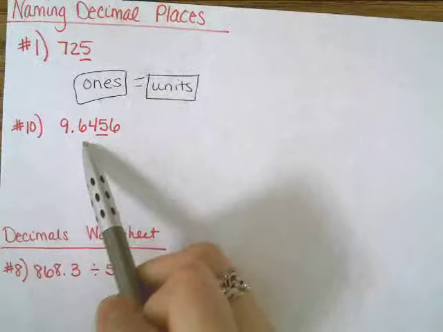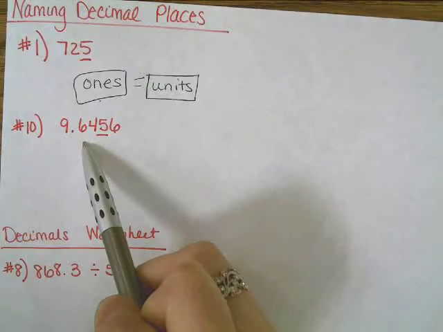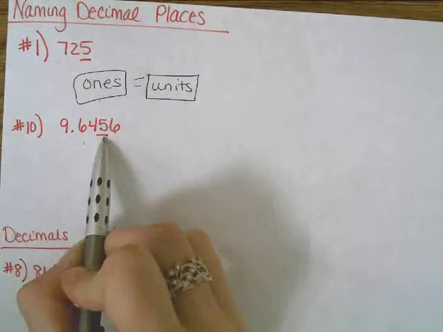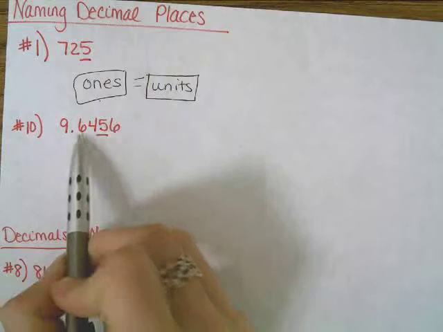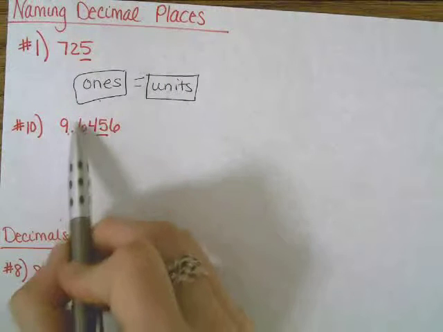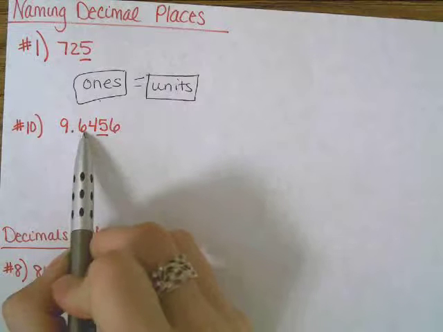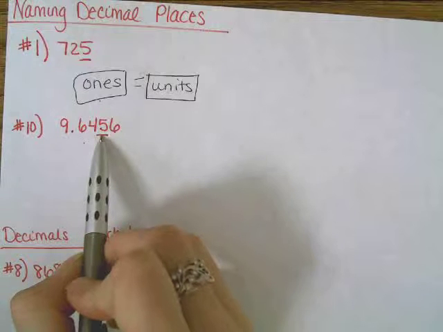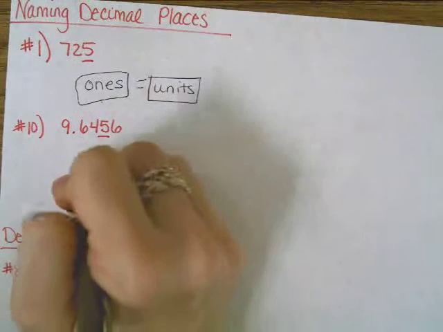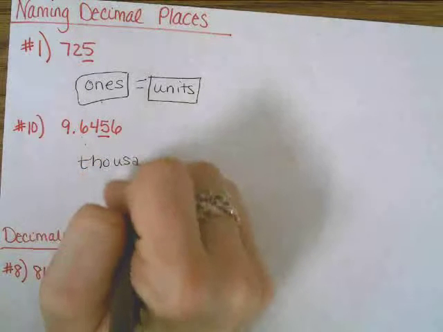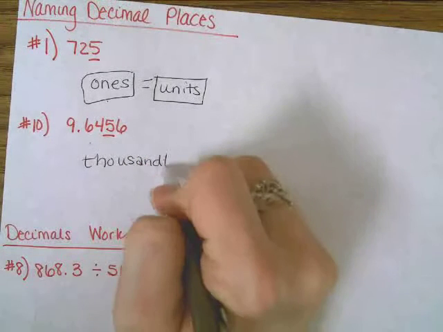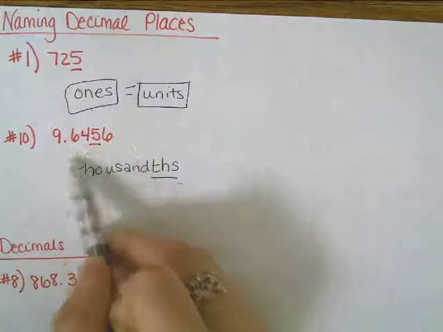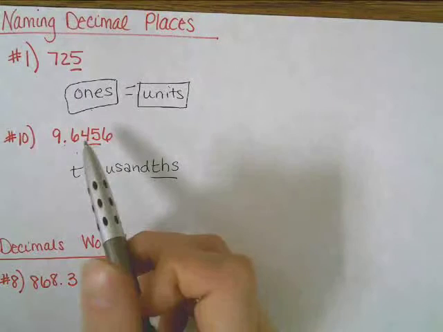All right. Number 10 is 9.6456, and they're asking what place value the 5 is. We know that we don't have a ones place after the decimal. We start at the tenths, and then we go to the hundredths, and then we go to the thousandths. The biggest thing you have to remember is the THS. That is anything after the decimal place. That identifies numbers following the decimal.